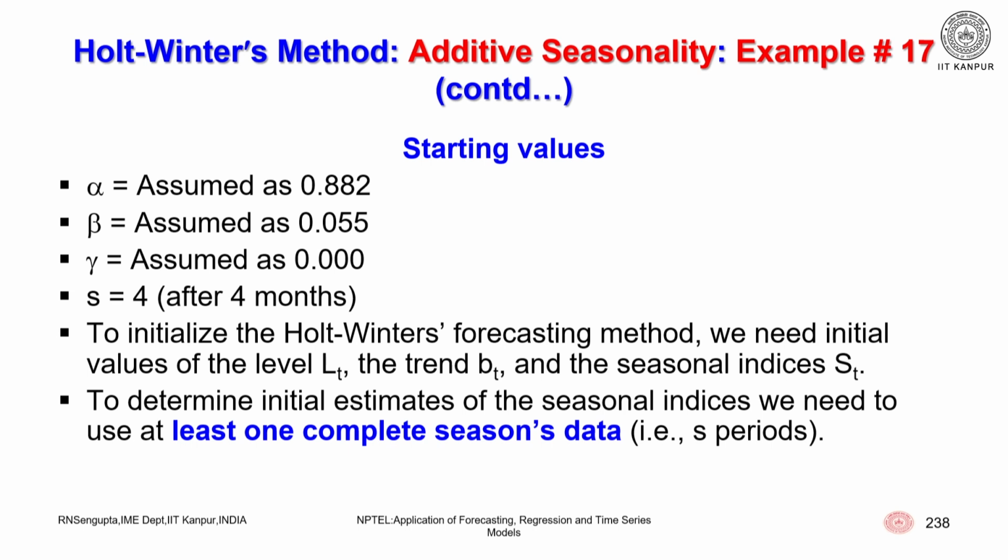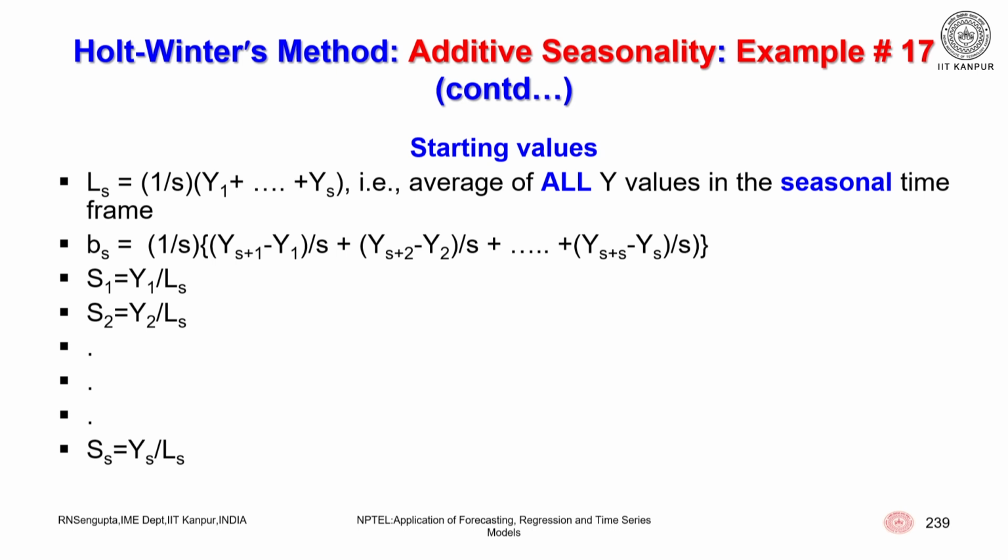To initialize the Holt Winter forecasting method, we need initial values of the level, which is LT, the trend BT, and the seasonal index ST. Those are important, based on which we proceed. To determine the initial estimate of the seasonal indices, we need to use at least one complete season of data, or S periods, to find the best estimate, and we will see that in the Excel sheet. Explaining the starting values here would not make much sense; when you come to the Excel sheet it will be better appreciated.